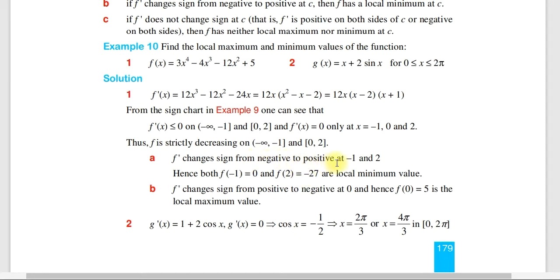Okay? Because the negative is positive, so it's a local minimum. F prime changes sign from positive to negative, so it's 0. Hence, f(0) is equal to 5, which is a local maximum value.